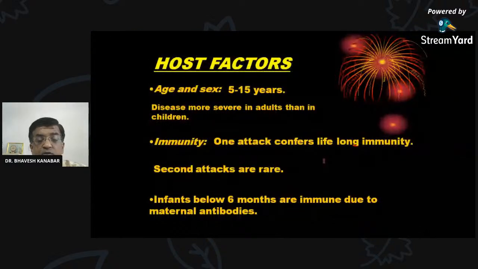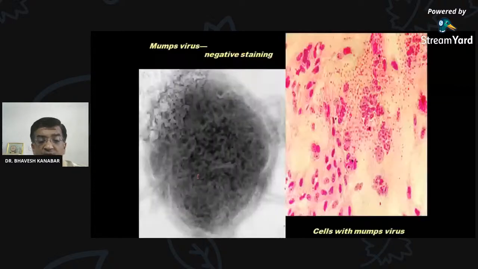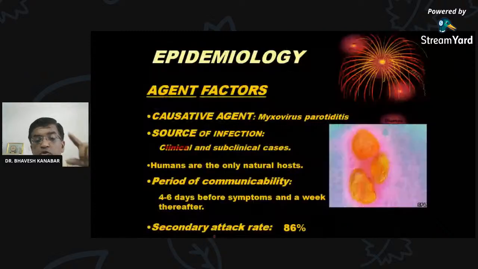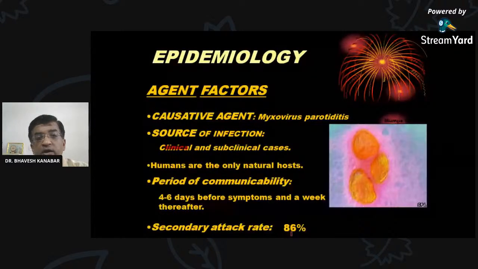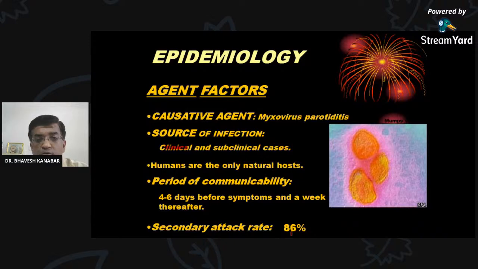Second attacks are rare. So remember the difference between this second attack and secondary attack. Previously we have seen secondary attack. Here you can see the secondary attack rate is 86%. Secondary attack rate means if in a school one child is suffering from mumps, and there are other 100 students in that child's contact, who have not taken the MMR vaccine, we will discuss that also.